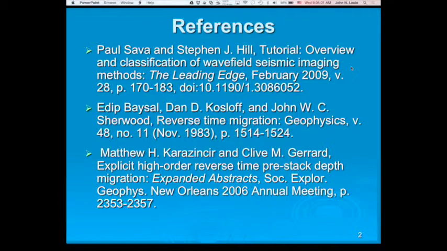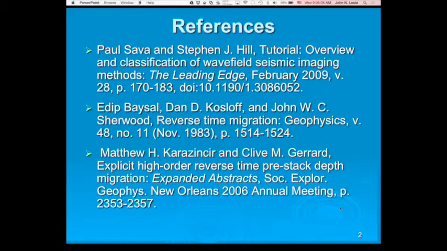And it's fairly recent, from 2009, is the Leading Edge article tutorial. And then there's this Geophysics paper by Bleistein, Kozlov, and Sherwood from '83, so quite early. That's where it was first put forward.